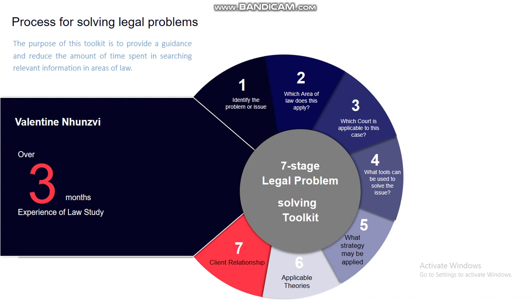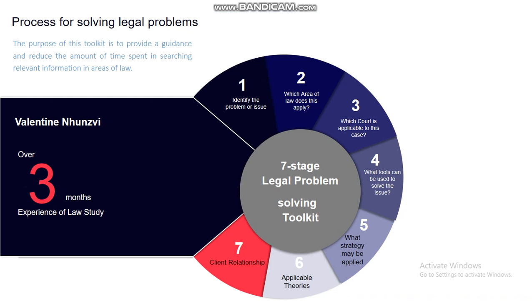And then in the toolkit we go to the main menu. It is divided into 7 elements. The first element is about identifying the problem and issue, and this we shall cover in more detail when we look at the IRAC method.